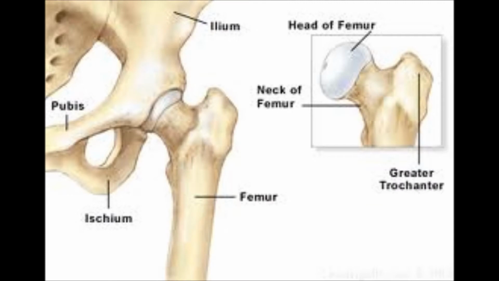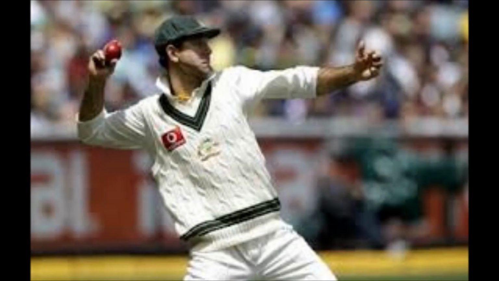And lastly, we come to the ball and socket joint. This joint is found at the shoulder and hip. The actions used are rotation, abduction, adduction, and circumduction. A good example of this being used in a sport is a pitch in cricket.